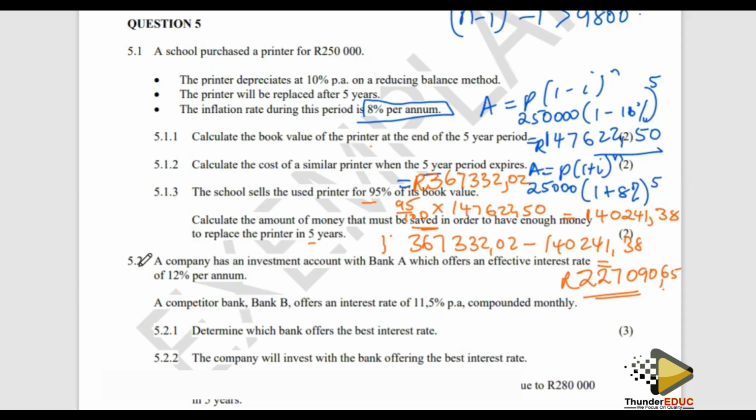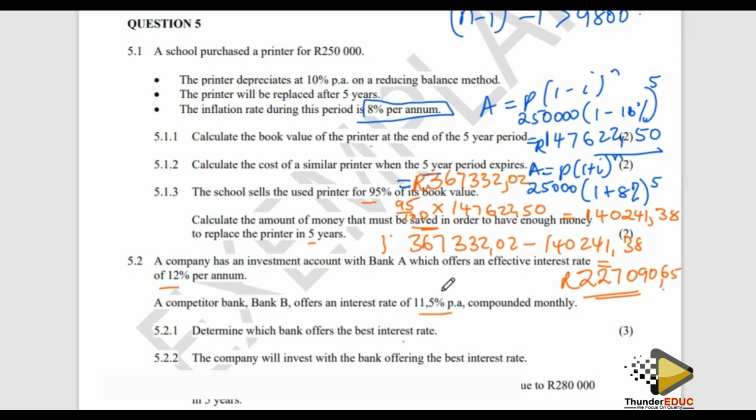Okay, then 5.2, a company has an investment account with Bank A, which offers this effective rate, while competitor Bank B offers this interest rate compounded monthly. Which bank offers the best rate? Now, for us to get the bank that offers the best rate, we need to just have a common kind of ground for the comparison to take place. And in that case, we can change this interest rate of Bank B to effective.